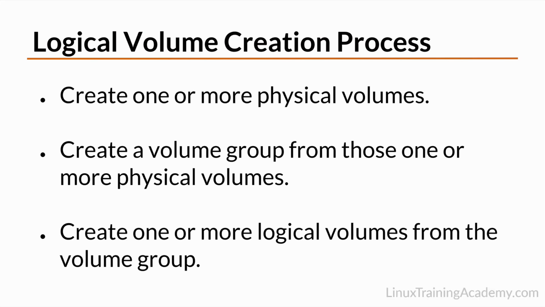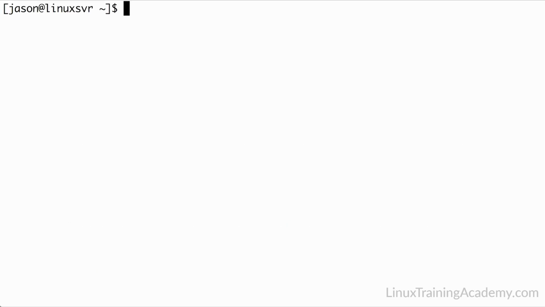At a high level, the process for creating a logical volume is this. First, you create one or more physical volumes, or PVs. Then you create a volume group from those one or more physical volumes. And then finally, you can create one or more logical volumes from that volume group. Because we're going to be working on system administration tasks that will require root privileges, I'm just going to switch to the root user first.